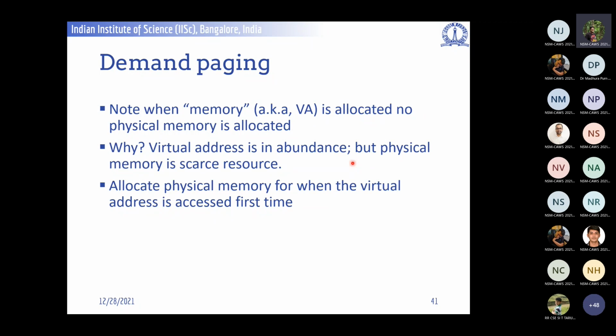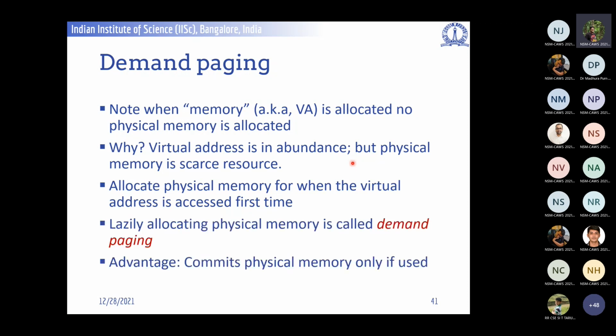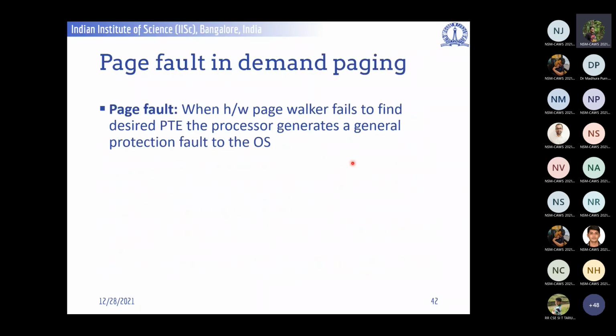But then the problem becomes: after allocating, when the process really accesses that virtual address, you do need real memory at that point. How do you find that out, that a particular address is being accessed for the first time? This is why the page fault comes into the picture. This is the concept of demand paging: you lazily allocate physical memory only when it is needed. And page fault is a key enabler for that.